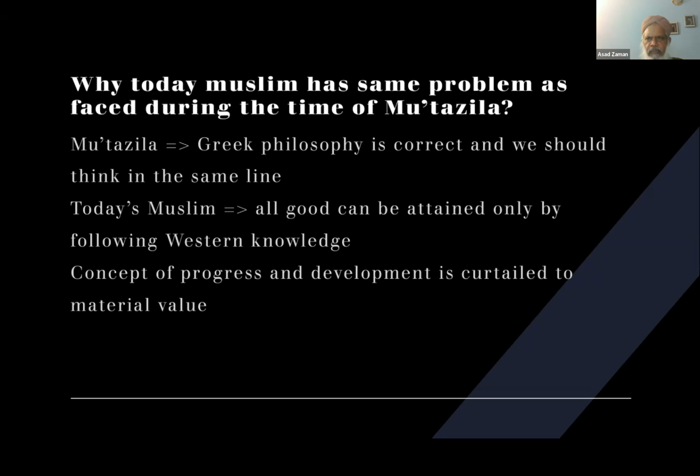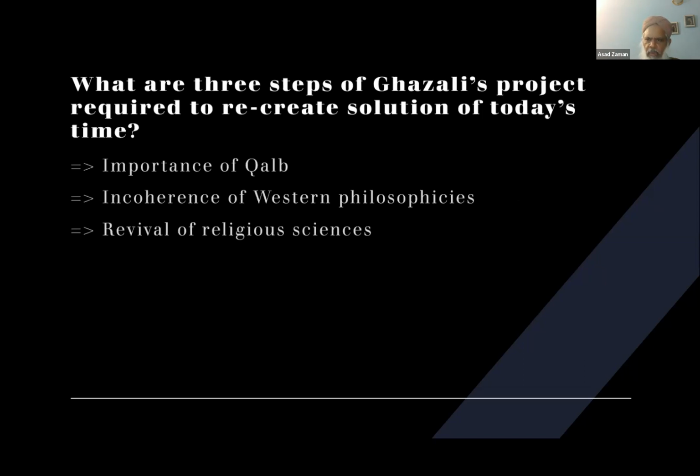Okay, so is that the first question or more? So there is the last one. Explain how Imam Ghazali solved the problems created by the Mu'tazila and the 3 steps of the Ghazali project required to recreate his solution today. So here we have the 3 concepts that are posed.